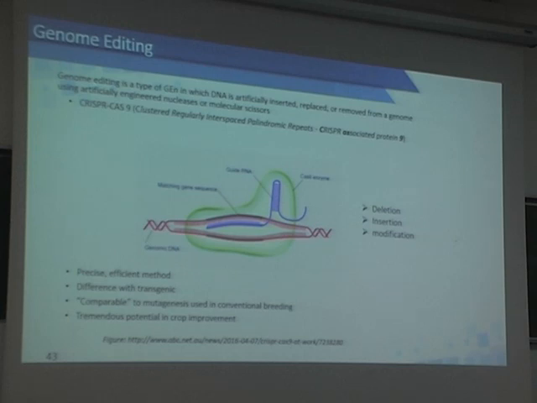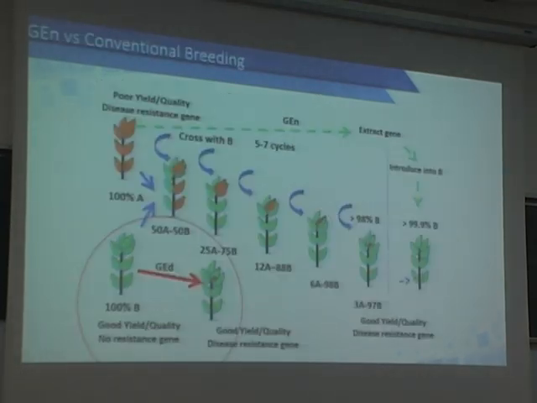It is different from transgenics because we're not transferring a gene from a different species, and it's comparable to mutagenesis, which I indicated earlier, that's considered non-GMO or similar, which is used in conventional breeding. In my view, it has tremendous potential in crop improvement. Again, in summary, in backcross, it takes 7 to 10 years. In genetic engineering using transgenic or cisgenic, you take a gene from one line and put it in the other. In the case of genetic editing, within the same plant, you modify the expression of a gene and get the plant the desired traits.